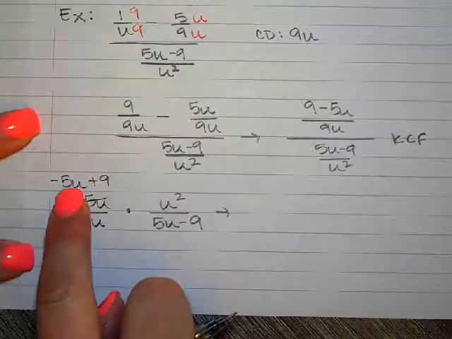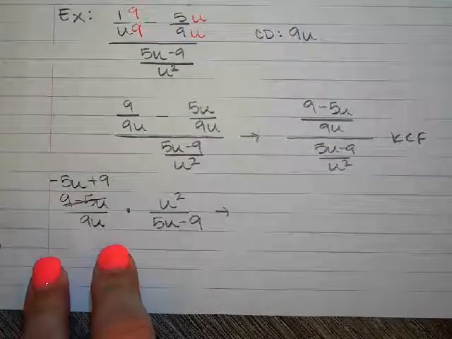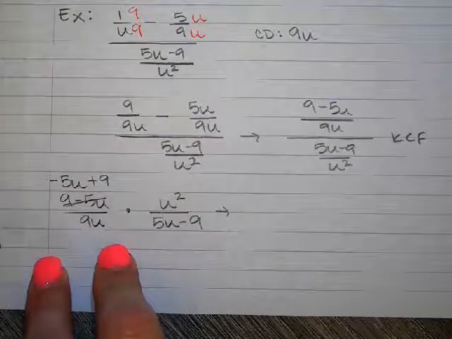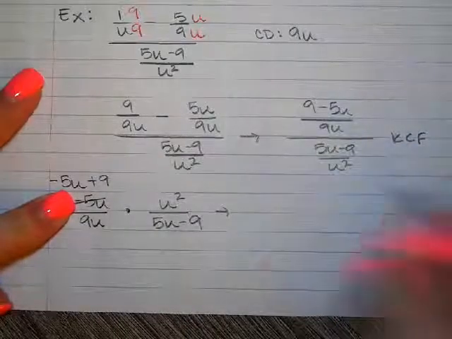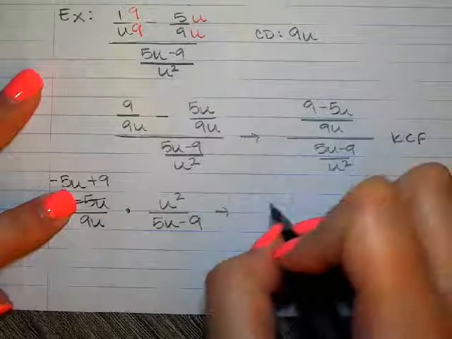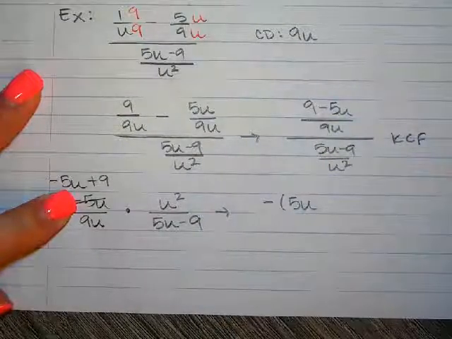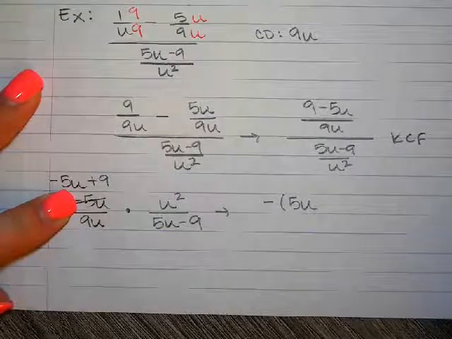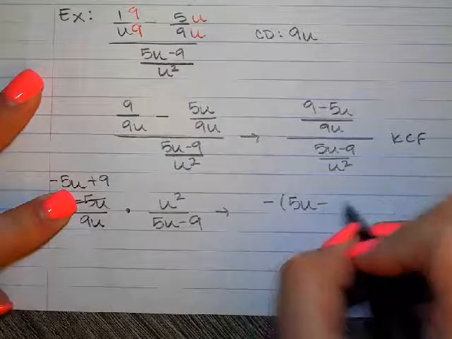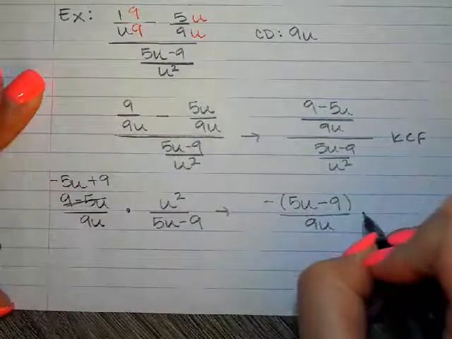It's written as a binomial, which means that when I factor it, I would try to take out a GCF if I could. There's no GCF between 5 and 9, so if I'm going to factor it, the negative is the only thing I can take out. So negative 5u, negative is a positive 5u. Positive 9 divided by a negative is a negative. And then 9u, u squared.